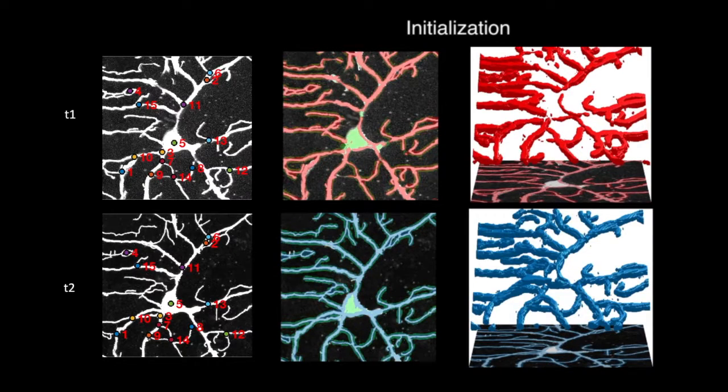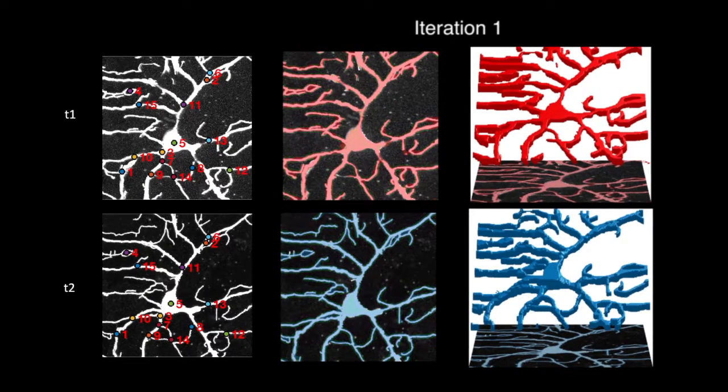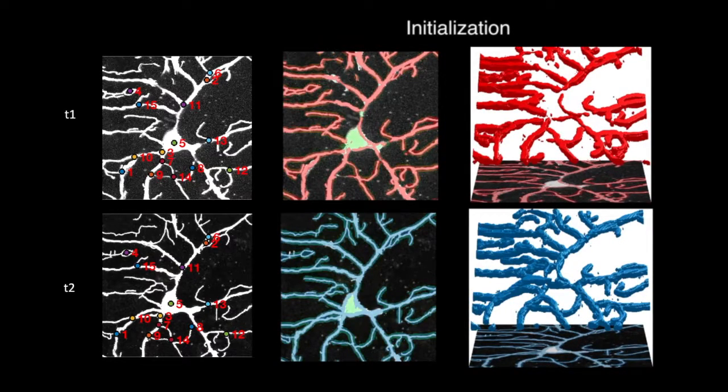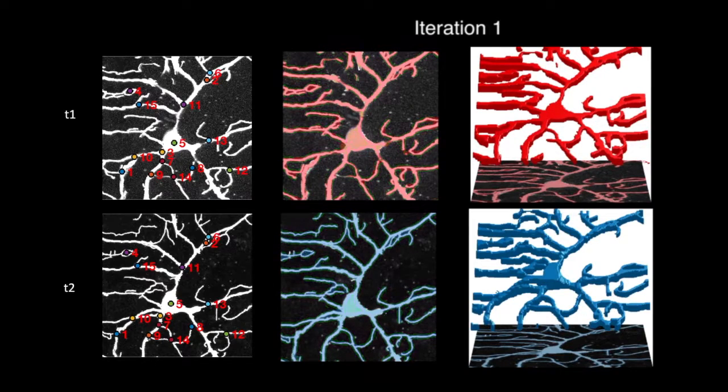These are our segmentation results. The first column shows the collapsed image stacks at 2 consecutive time steps T1 and T2. The numbered points indicate correspondences between the 2 tree structures. The second and third columns show our segmentation results in 2D and 3D respectively.